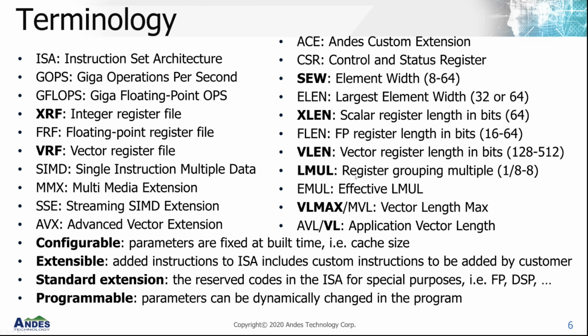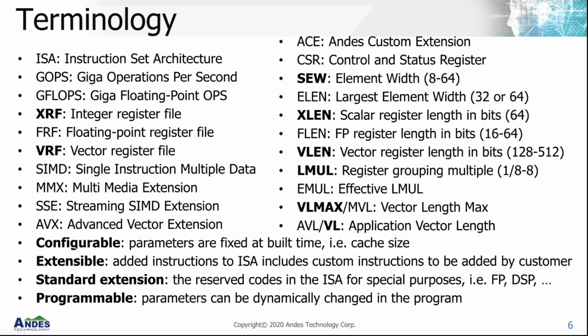And then there is the LMUL, the register grouping multiple. It can be grouping from 1/8 to 8 times the VLEN. So basically, you can group 8 of the 512-bit registers together into a single vector register, which is 4K, so 4096 bits. And then there's the maximum vector length, and there's also the application vector length.